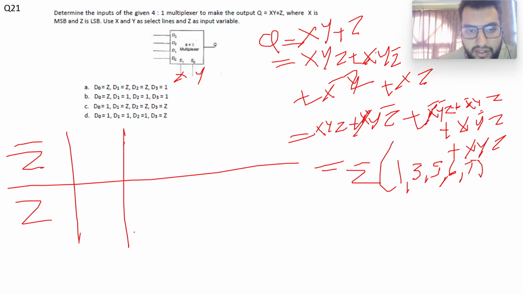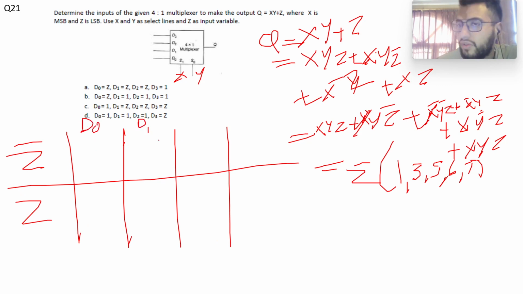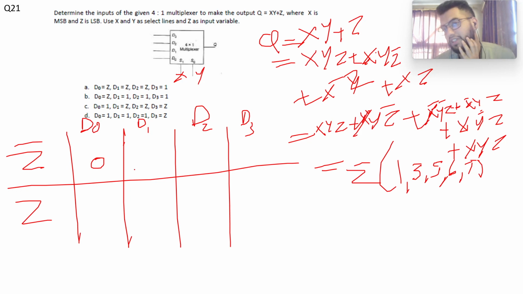So again, as I have done it earlier, I'll write d0, d1. In place of I0, we used to write I0. Here we have d0, d1, d2, and d3. So here I will write 0. Can anyone tell me what should I write here under d1? So what should I write here? No. So this is the catch.